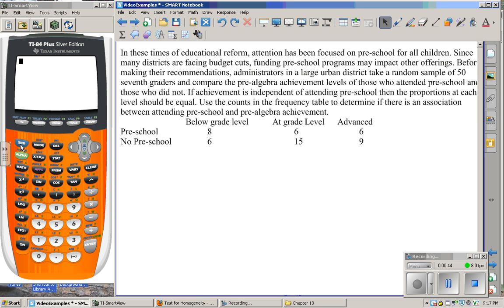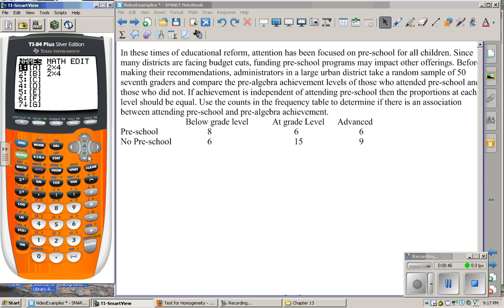level. So the first thing I'm going to do is put our data into our matrix. So I'll go to second matrix, go over to edit number 1, and this is a 2 by 3 matrix, so I'm going to enter the numbers 8, 6, 6, 6, 15, 9. Alright, so there's our matrix, so I can quit.